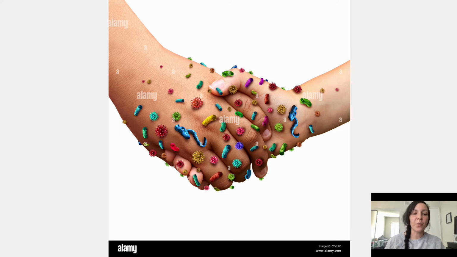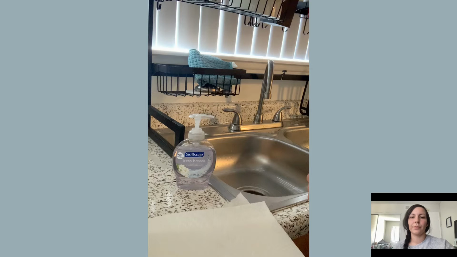In addition to knowing when and why we wash our hands, we must most importantly know how to wash our hands. Washing your hands is easy. Anyone can do it. And here I'm going to demonstrate how.